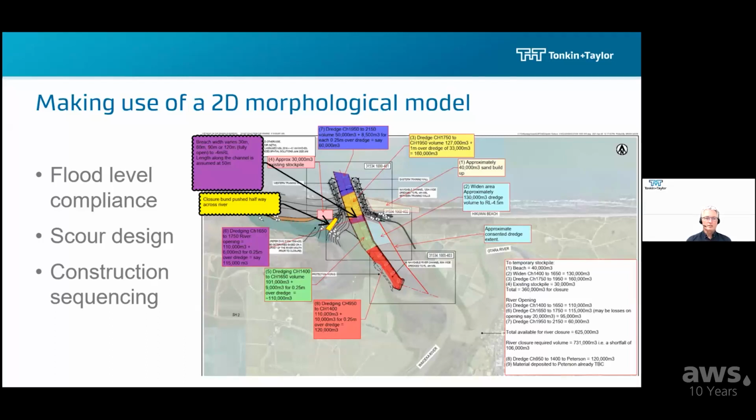On screen, you can see just a working diagram showing volumes and dredging and closure bunds and that sort of thing. I'll explain a whole lot more about that as the presentation goes on.